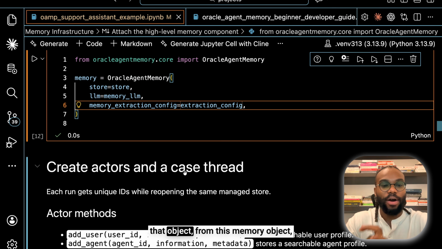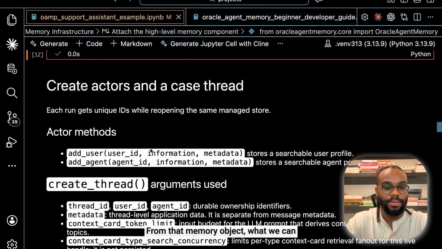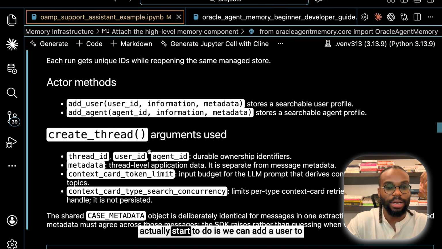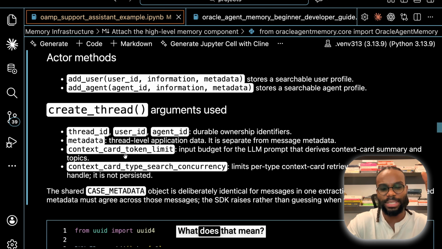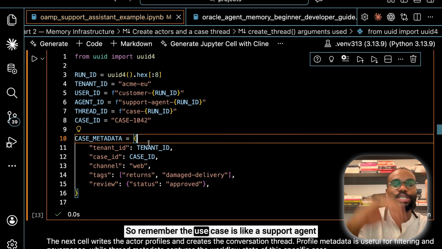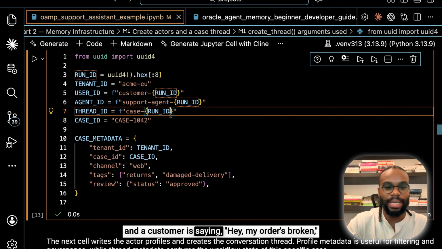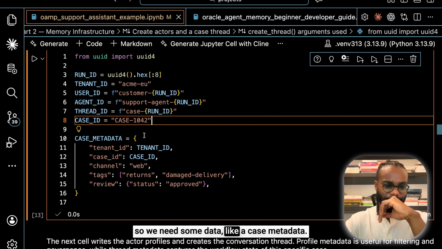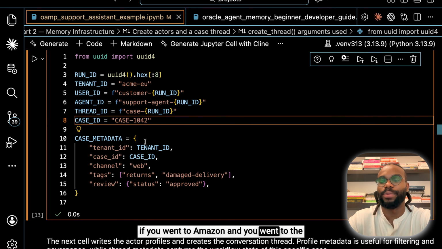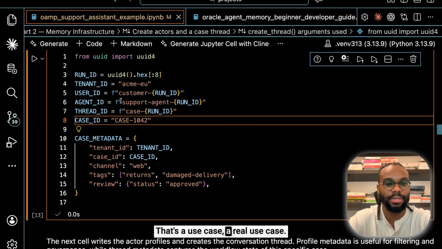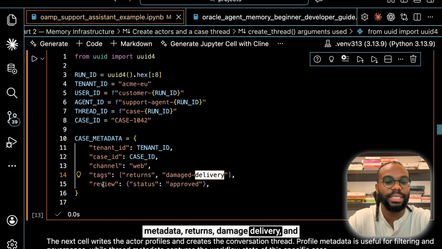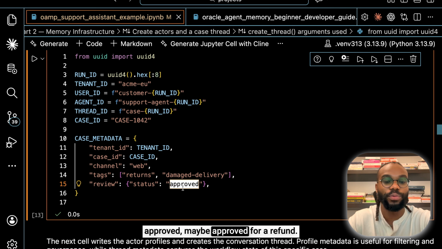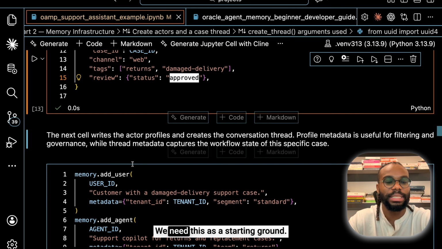What we can do from that memory object is what we're going to cover now. From that memory object, what we can actually start to do is we can add a user to the memory object, or we can add an agent. What does that mean? Let me show you. So remember, the use case is like a support agent, and a customer is saying, hey, my order's broken, so we need some data, like case metadata. Or if you went to Amazon and you went to the agent at Amazon and said, my order got damaged, you probably have a system like this. That's a real use case. So what we want is tags for this metadata: returns, damage delivery, and we have a review status, maybe approved for a refund, who knows? This is just metadata. We need this as a starting ground.